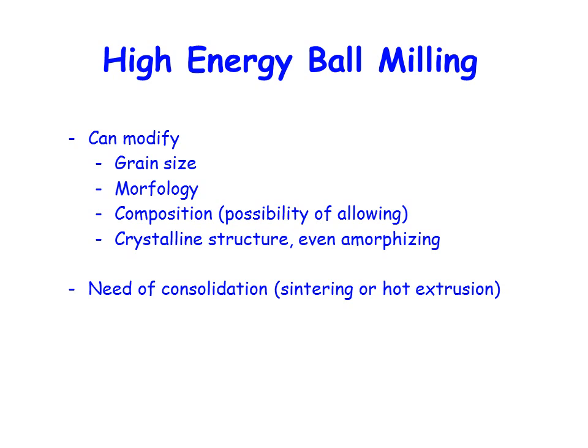So high energy ball milling can modify grain size, the morphology of the crystallites, their composition. You can, for instance, mix two different materials to alloy or leave for oxidation. We can have crystalline structure modifications between different phases, or even amorphization. And at the end, in any case, you need consolidation, and this can be done by sintering or hot extrusion.